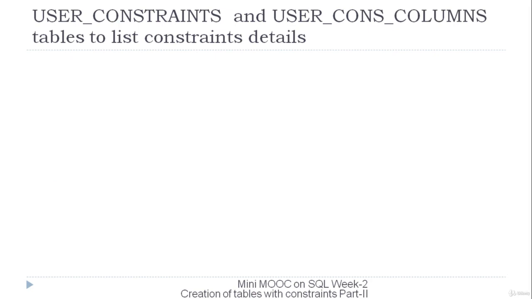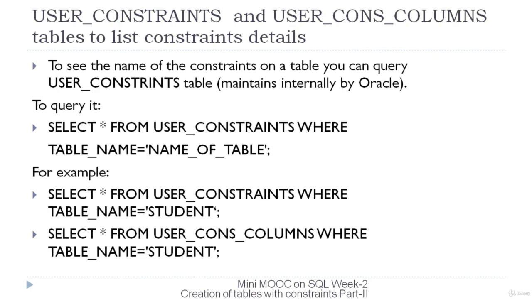To view the details about constraints, we can use user_constraints and user_cons_columns tables. These are the two tables which are maintained internally by Oracle to store the information about constraints. We can query this table through a statement like select * from user_constraints where table_name equal to name of table. It is important to specify the name of the table in uppercase because it is internally stored in uppercase. We can query both the tables in the same way. Let us execute these statements to check the results.